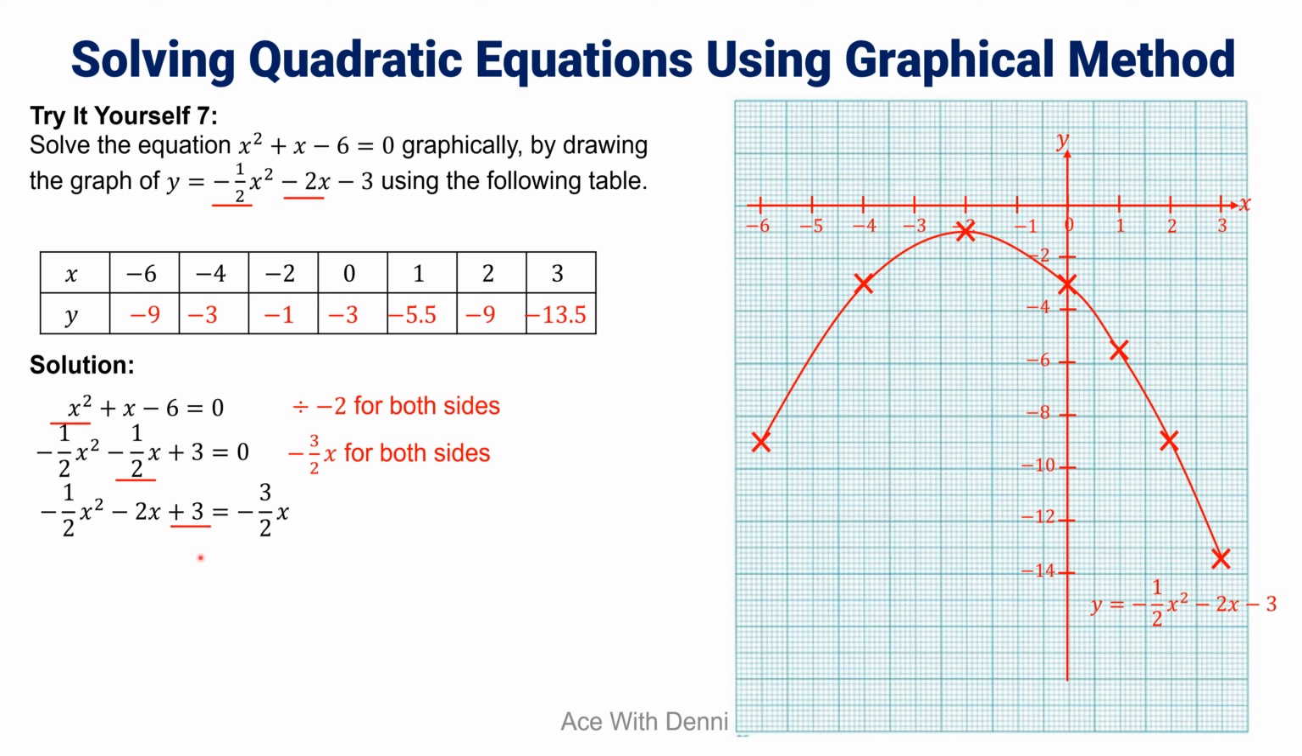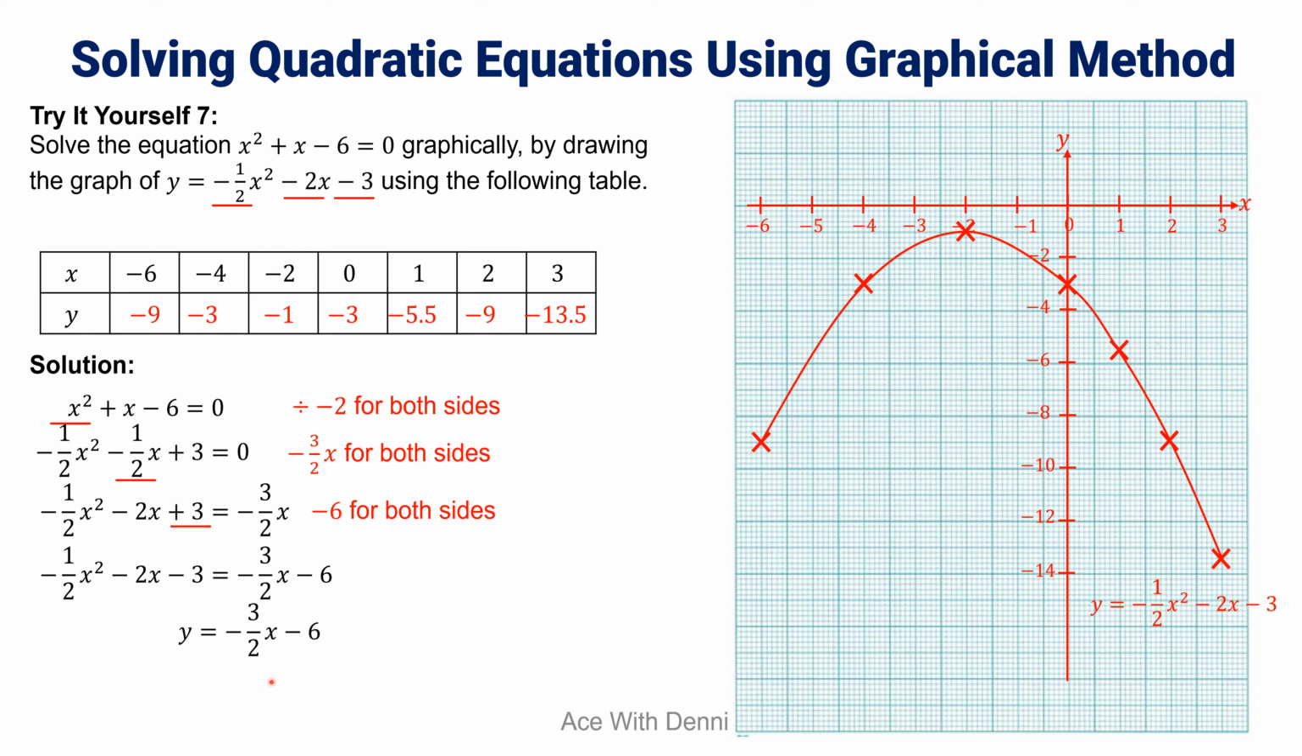Then I compare the constant term. I have positive 3, but I want negative 3. So what should I do? I will minus 6 for both sides. And this is what I get: negative half x squared minus 2x minus 3 equals negative 3 over 2x minus 6. As you can see from here, now all these terms are the same as y equals negative half x squared minus 2x minus 3. So I can represent this expression to be y. So y equals, then the rest here you just copy down, negative 3 over 2x minus 6.